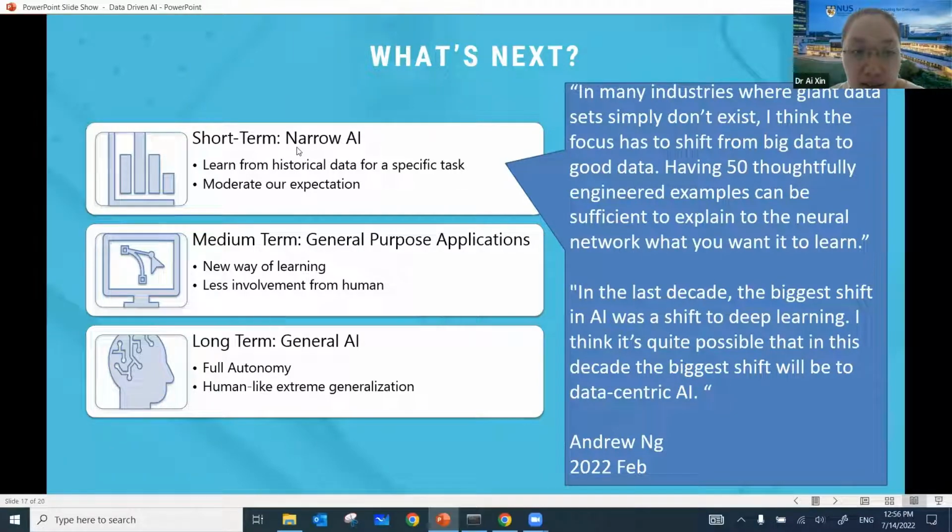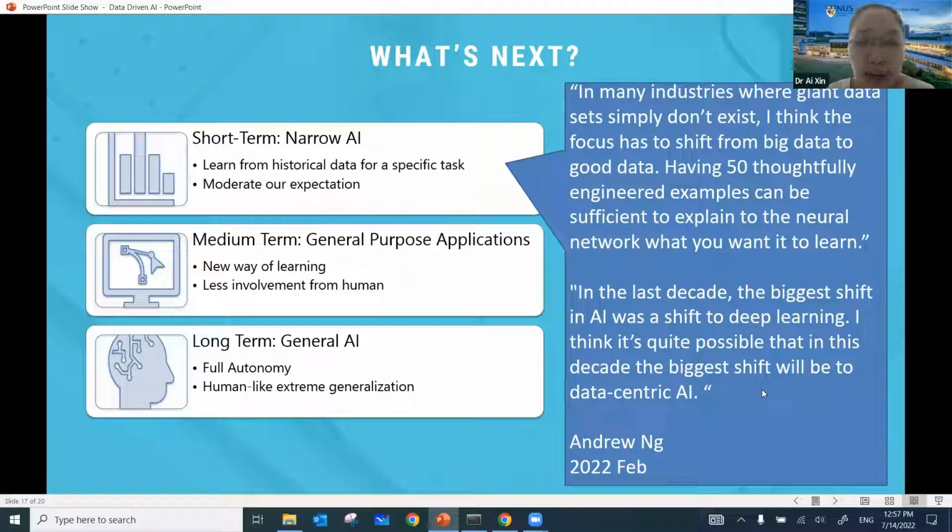Okay, and at the narrow AI stage, so we want to emphasize on the importance of data again. So recently, Andrew Ng, he's a very famous AI expert. He mentioned in many industries, their giant data sets simply don't exist. I think the focus has to shift from big data to good data. Okay, so in the last decade, the biggest shift in AI is a shift to deep learning. So he thinks it's quite possible in this decade, the biggest shift will be data-centric AI.